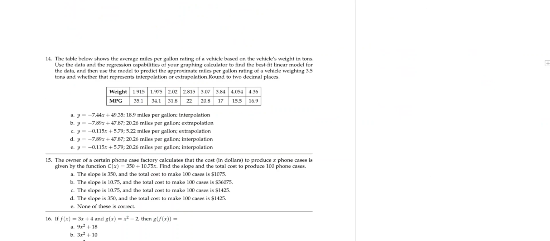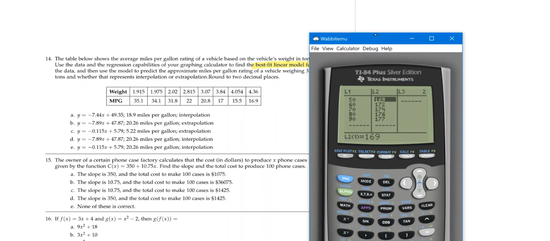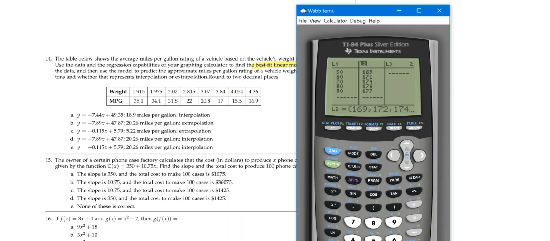Alright, the table below shows the average miles per gallon. And it says to find the best fit linear model. So you got to go to your calculator and put in these values.